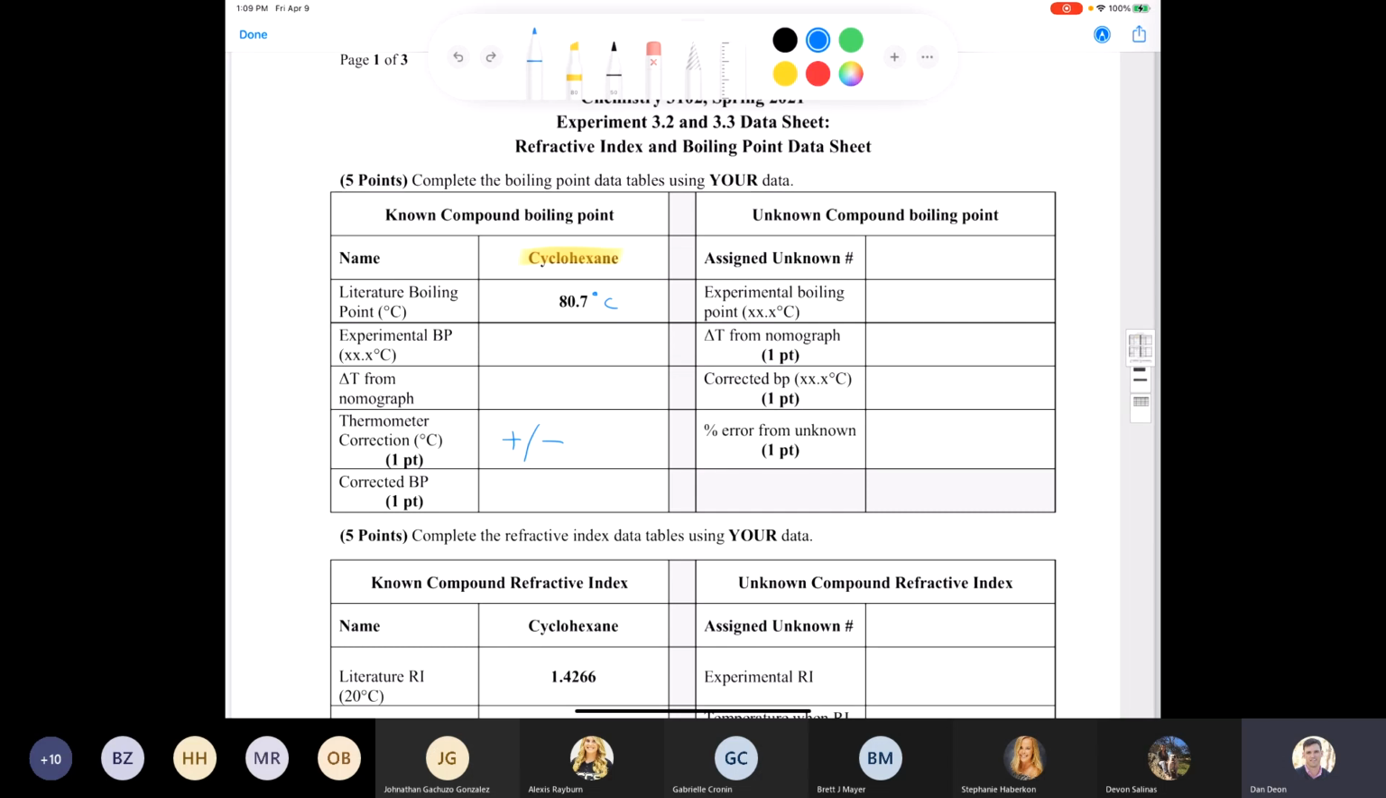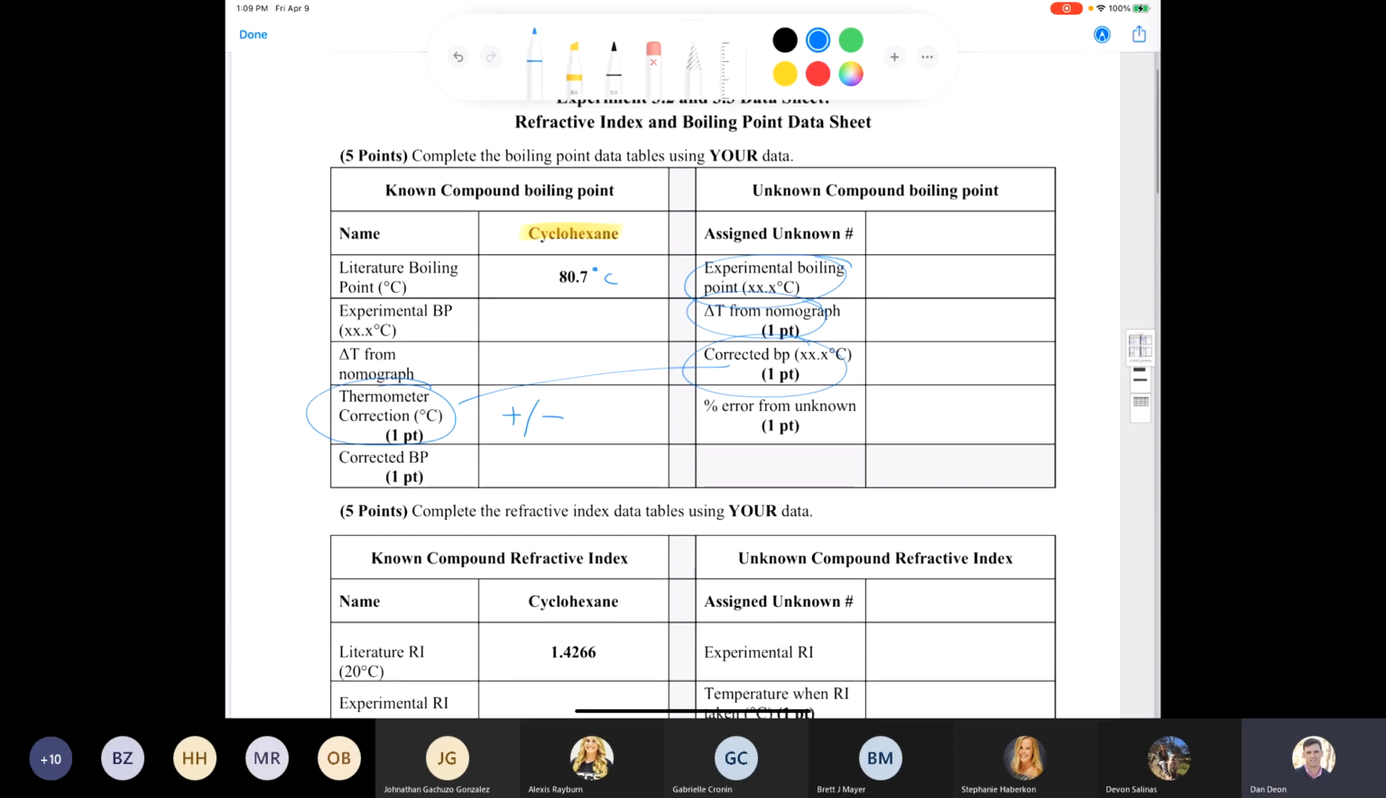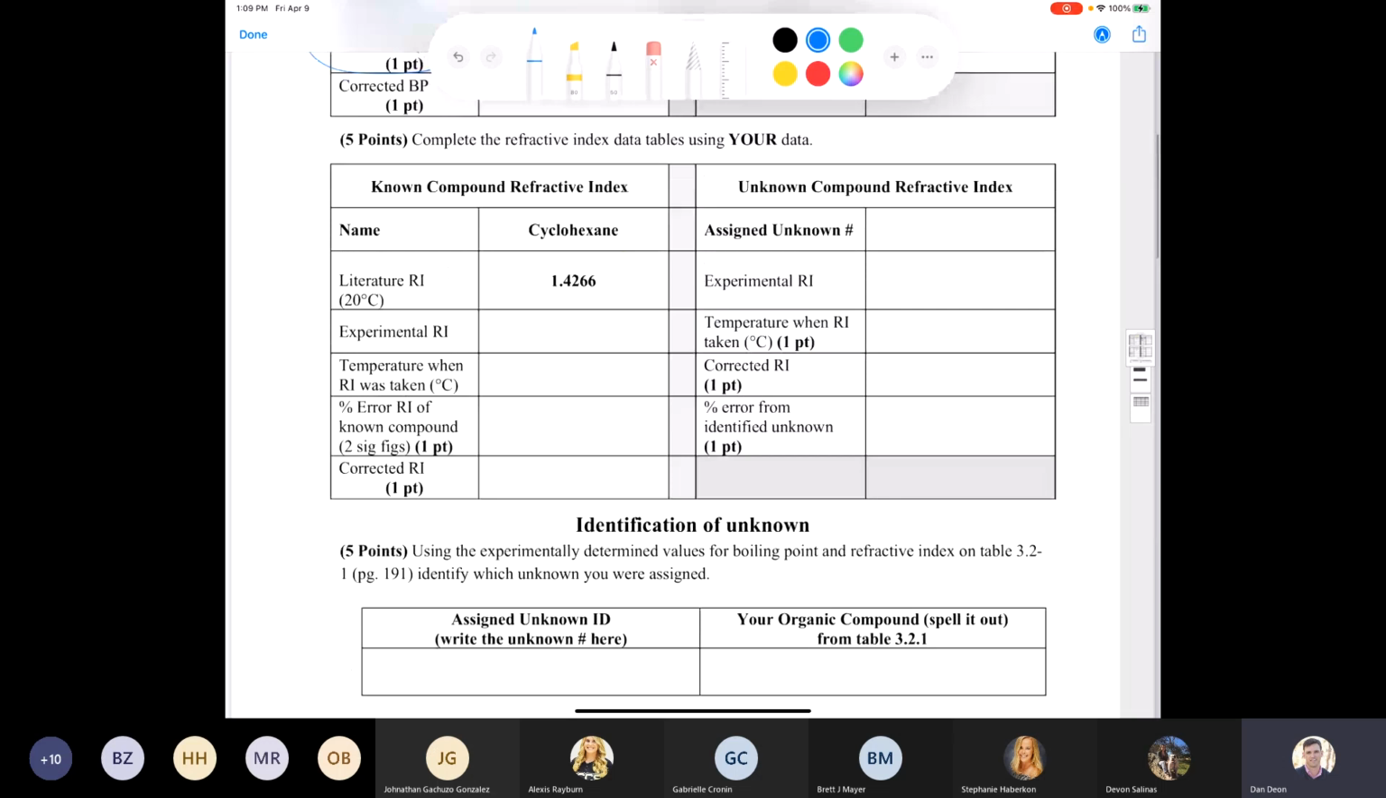But then you're going to measure the boiling point of your unknown. You're going to measure the delta T from the nomograph. Then you use that and your thermometer correction to determine the corrected boiling point. Then you calculate the percent error for the refractive index. You have the literature value for cyclohexane. You put in your unknown. You measure the refractive index. You correct it. And there you go.